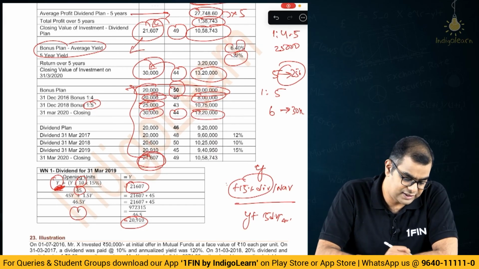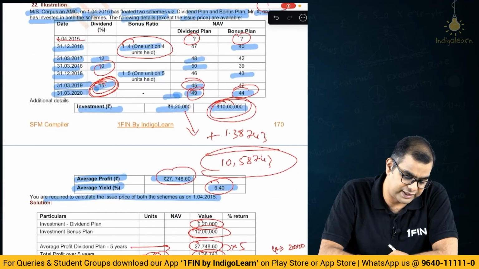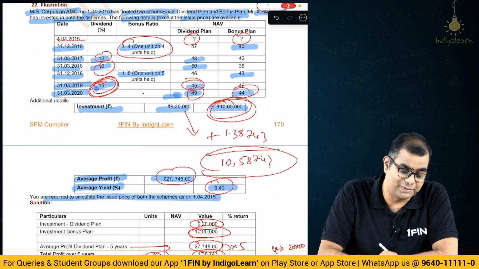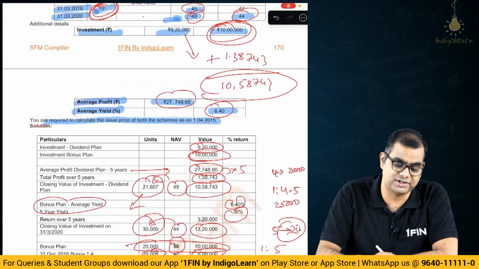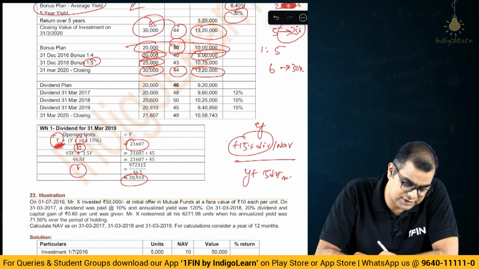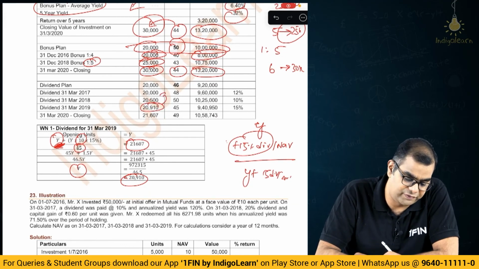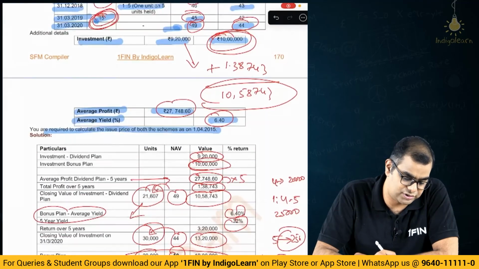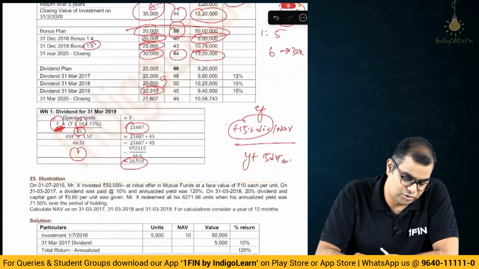So, same way you solve this backwards, you also have two more dividends, one of 10%, other one of 12%. 10% is when the NAV is 50 and 12% is when NAV is at 48. So, I will show you again how it works. So, 21,910 we got. So, before 21,910 the dividend was how much? Dividend was 10%.